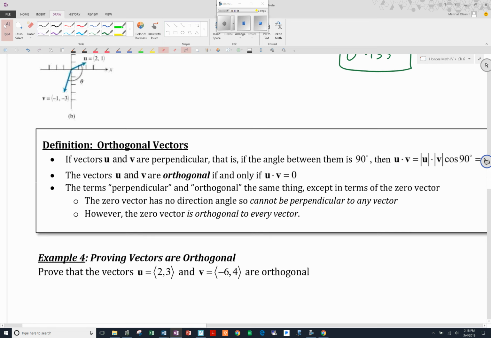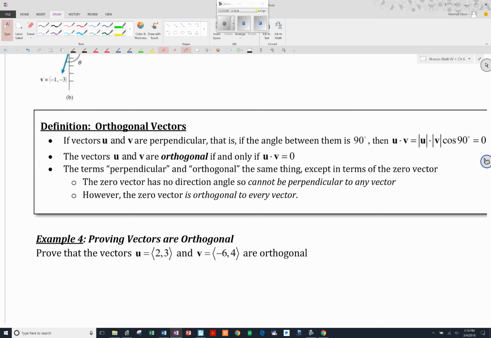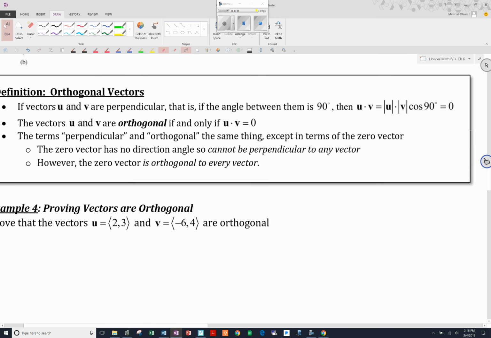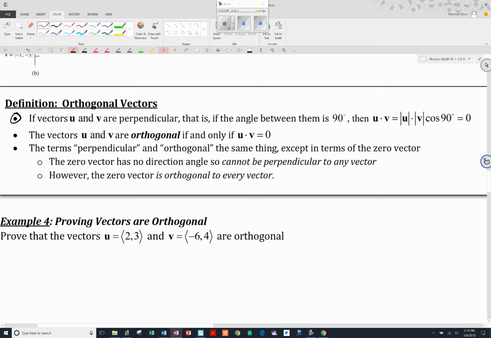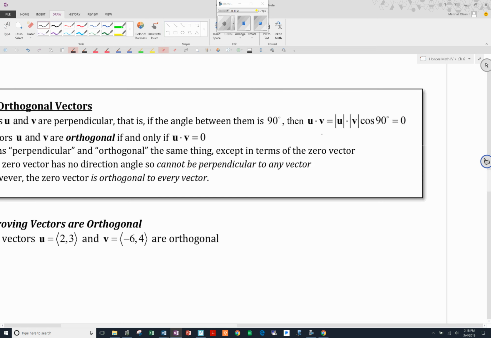Okay, the next thing we're going to talk about here are orthogonal vectors and perpendicular vectors, and then also parallel, although it's not talked about there. Orthogonal vectors, actually we'll describe our first bullet point here. It says if vectors u and v are perpendicular, that is if the angle between them is 90 degrees, then the dot product between them is equal to the magnitudes multiplied together times the cosine of 90, which is 0.